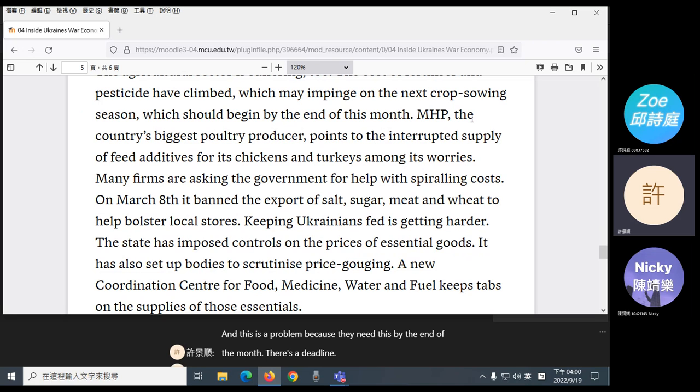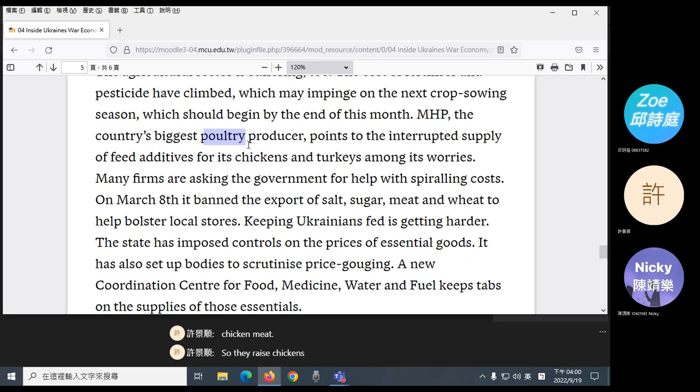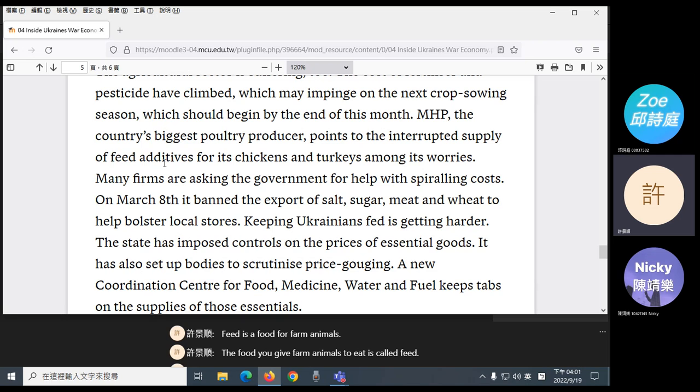MHP, the country's biggest poultry producer, points to the interrupted supply of feed additives for its chickens and turkeys among its worries. So MHP is a company, it produces poultry. Poultry is chicken meat. So they raise chickens. And they are currently lacking feed additives. Feed is food for farm animals. The food you give farm animals to eat is called feed. Additives are things that you add.